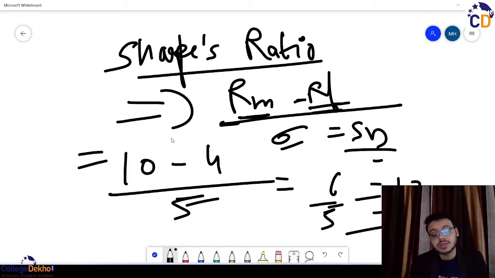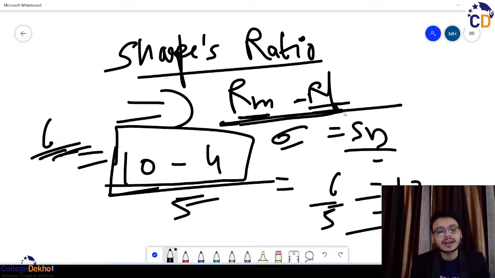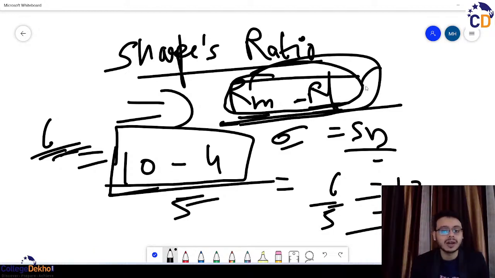Sometimes they can also say that the excess return on the market is 6. So instead of giving you RM and RF, they would just say the excess return on market is 6. That just means that your market risk premium, the value of this whole bracket or this whole formula, is 6.